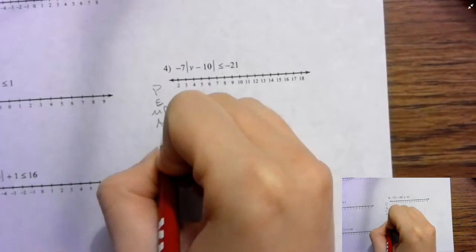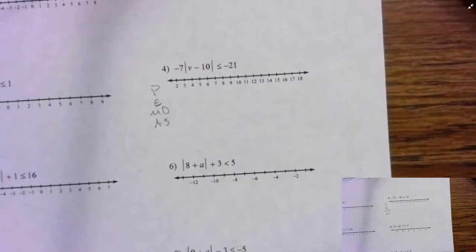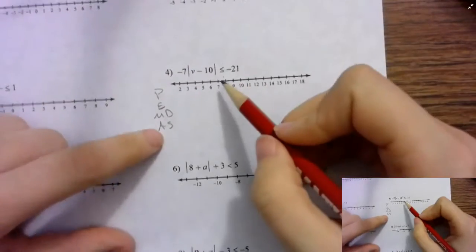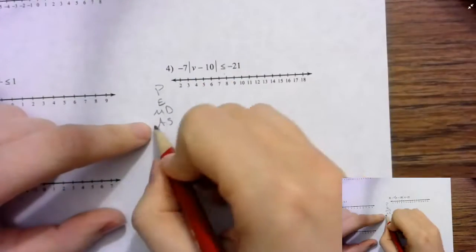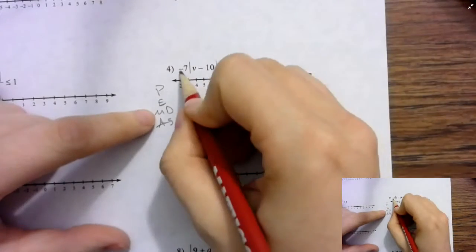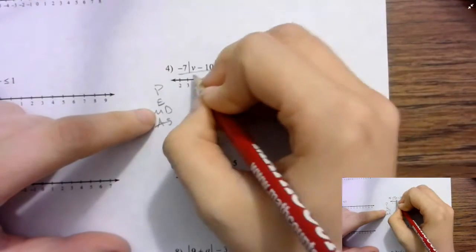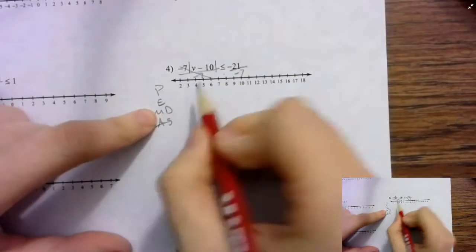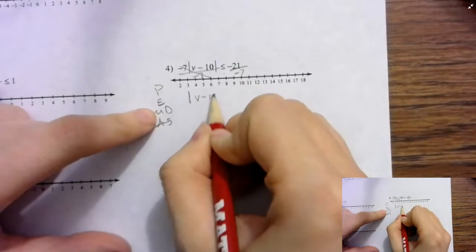We are solving, so we are doing order of operations in reverse. And I want to start by adding or subtracting anything that is outside the absolute value. And there's nothing, because that's multiplication. Just cross it out. Okay, and I can cancel out that times -7 by dividing by -7. So I have absolute value of v minus 10.